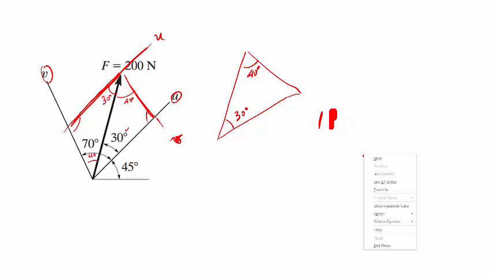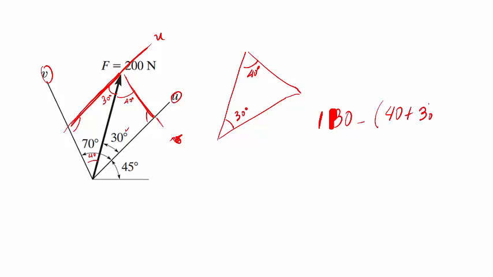180 minus 70, which is the 40 plus the 30, so we have 110 degrees. So this is 110 degrees.